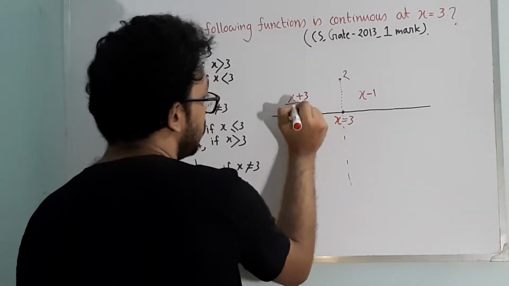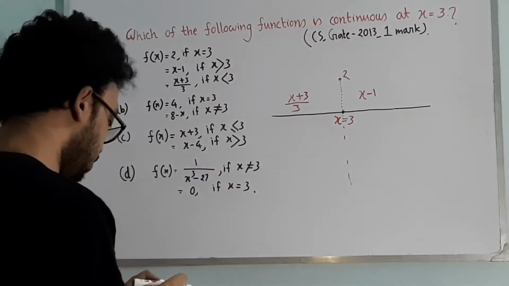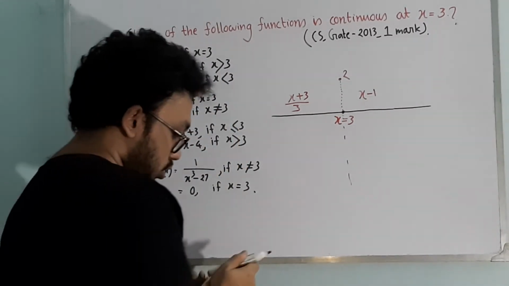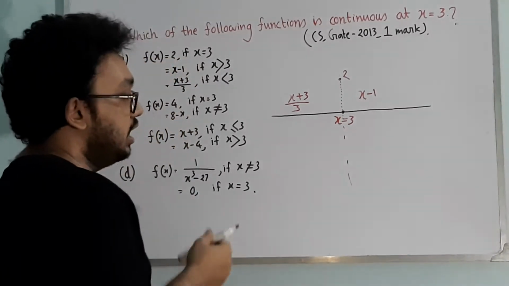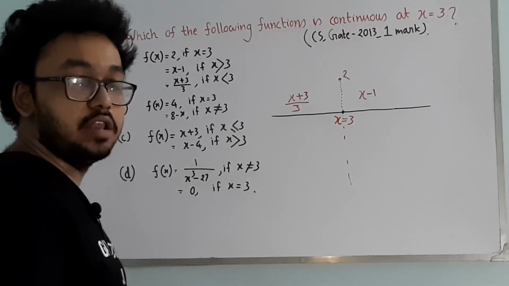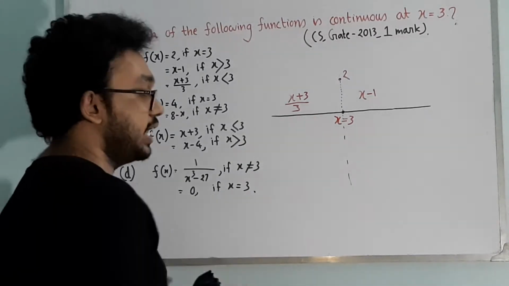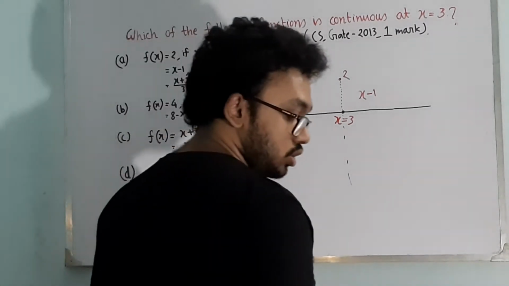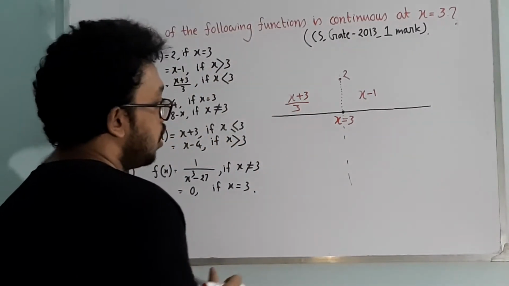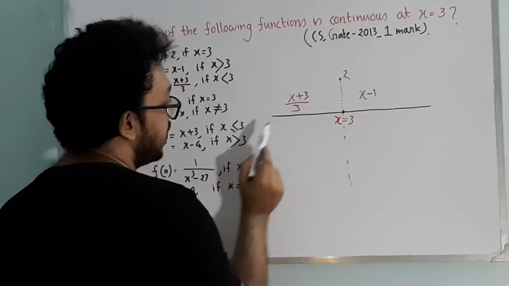Okay. And we have to check whether f(x) is continuous at x equal to 3 or not. So first we will check the limiting value at x equal to 3, and then we will check the functional value, and finally we will check if the limiting value is same as the functional value at x equal to 3 or not.